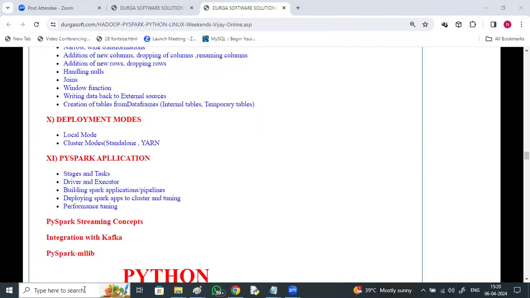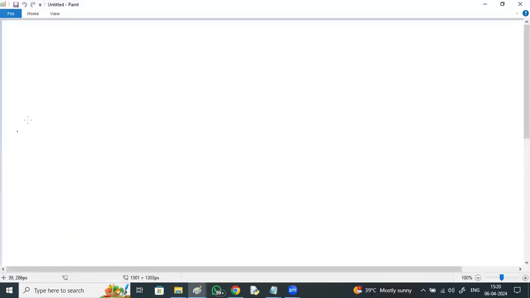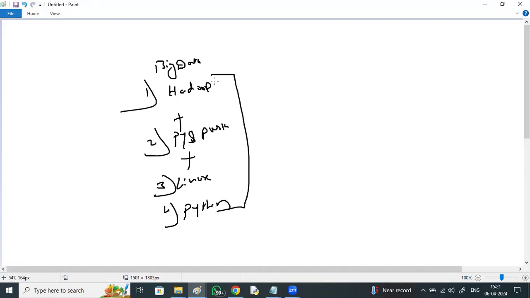This is in brief on PySpark and the environment. So you will even be given knowledge on Linux. So it's a package: big data concepts, Hadoop, PySpark, Python, and Linux, in the weekends.